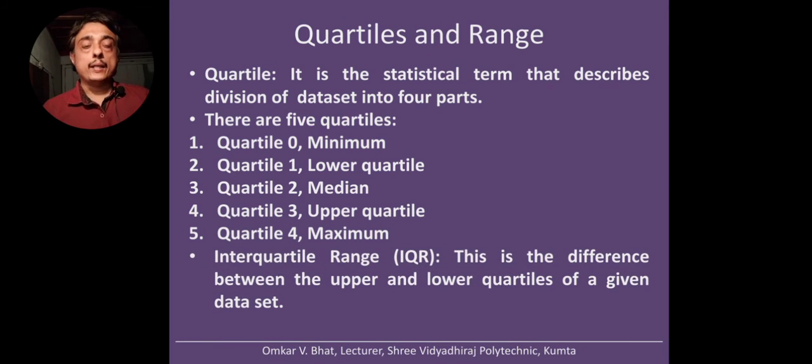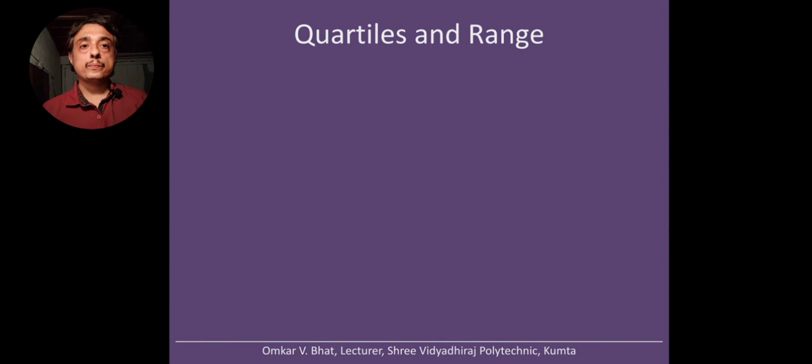So interquartile range. What is interquartile range? It is the difference between upper quartile and lower quartile. So it is the difference between upper and lower quartiles of a given data set. So upper quartile means quartile 3, Q3, and lower quartile means quartile 1, Q1. So interquartile range IQR is equal to Q3 minus Q1. So this is interquartile range.